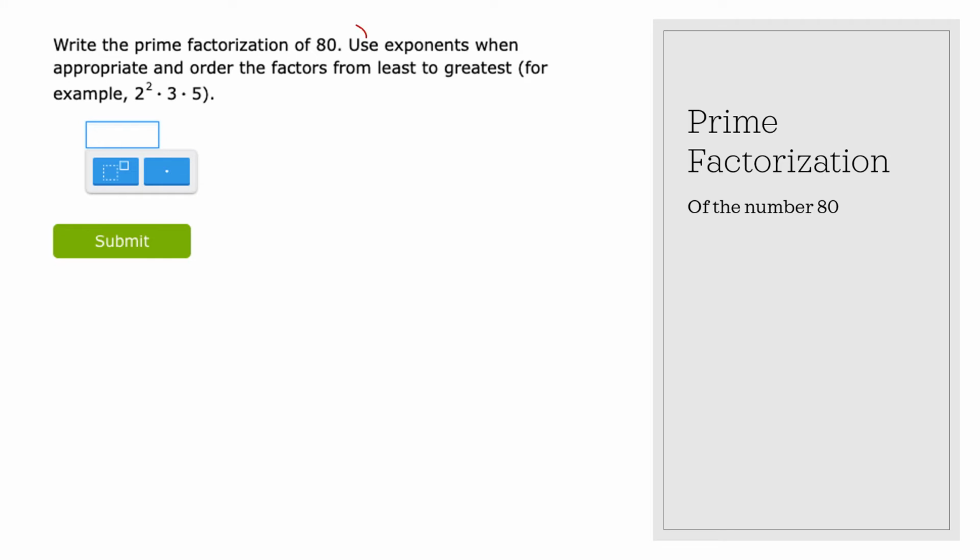Okay, let's try another one. Here it says write the prime factorization of 80. So I have 80. 80 I can divide into what? We can do 2 times 40.